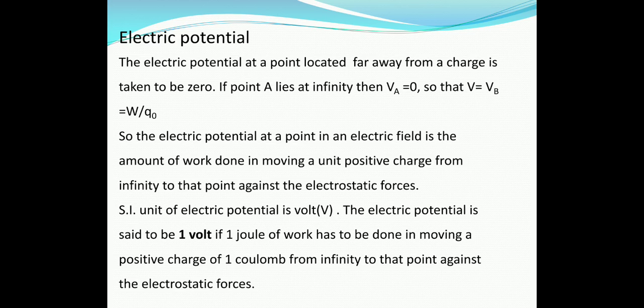Now, electric potential. The electric potential at a point located far away from a charge is taken to be 0. If point A lies at infinity, then VA is equal to 0, so that V equals VB equals W upon Q0. So, the electric potential at a point in an electric field is the amount of work done in moving a unit positive charge from infinity to that point against the electrostatic forces.